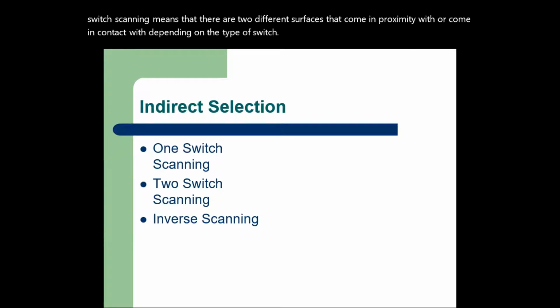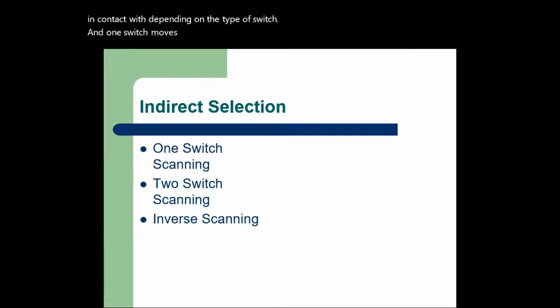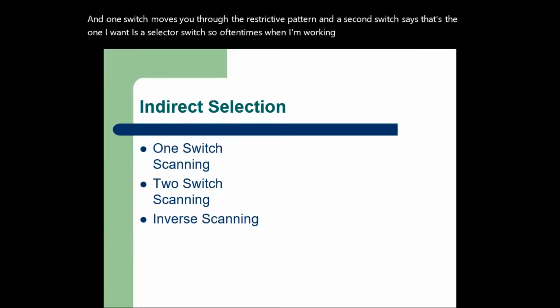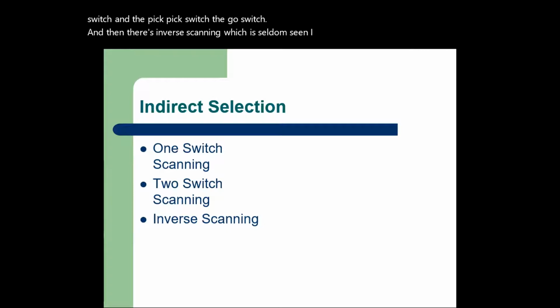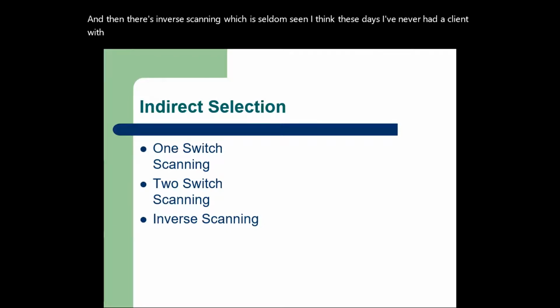And one switch moves you through the restrictive pattern, and a second switch says, yeah, that's the one I want, is a selector switch. So oftentimes when I'm working with my littles, it's the mover switch and the pick switch, the go switch. And then there's inverse scanning, which is seldom seen, I think, these days. I've never had a client with inverse scanning, only heard of it.